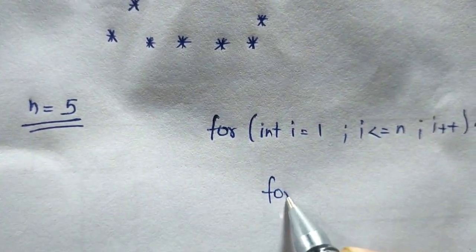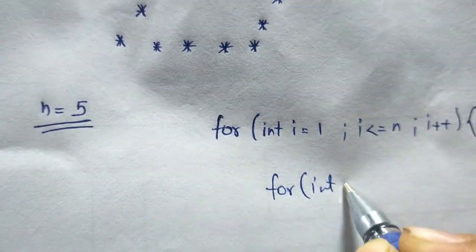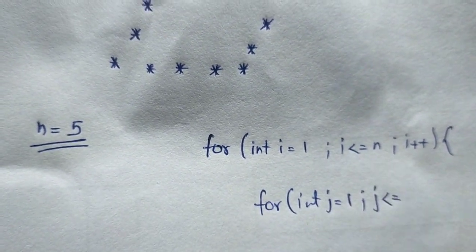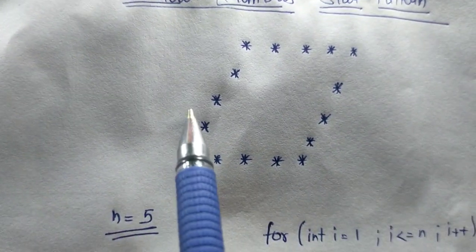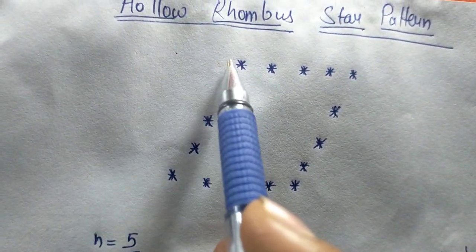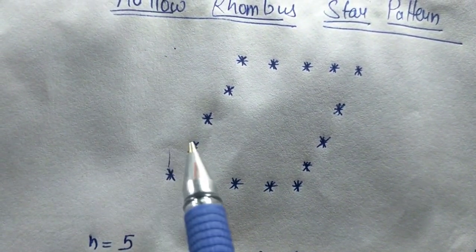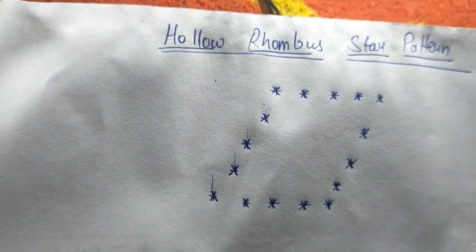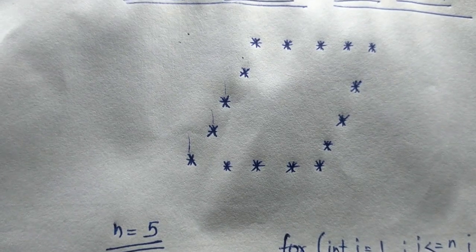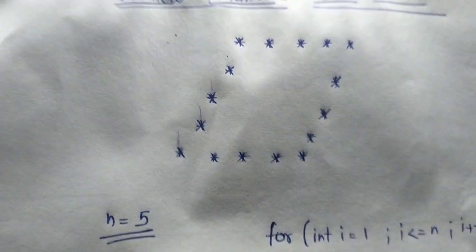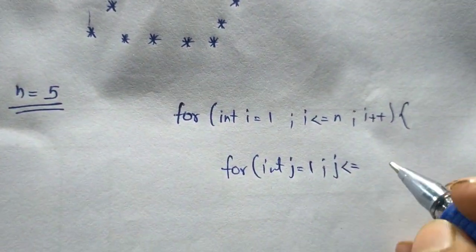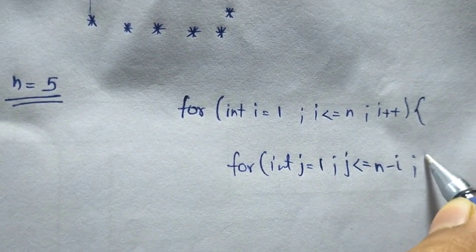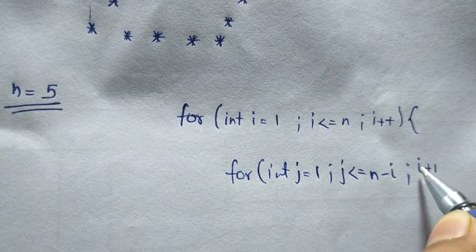So for that, for int j equals 1, j less than or equal to how much will the space be? For the first row the space is 1 2 3 4, so the space is 4. For the second row the space is 3, then 2, then 1, then 0. So we can understand that the space is n minus i. Then j plus plus.